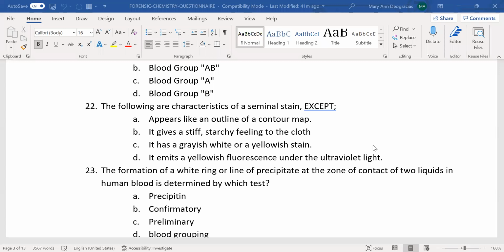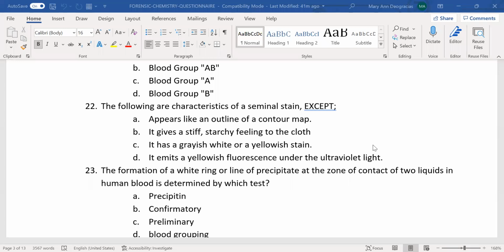Why? Under the fluorescence test class, seminal stain emits a bluish fluorescence. Nakalagay dyan yellowish. So, yan yung exception. Lahat, A, B, C are actually the characteristics of a seminal stain. Yung letter D, nilito lang kayo dyan kasi seminal stain emits a bluish fluorescence under the UV light.